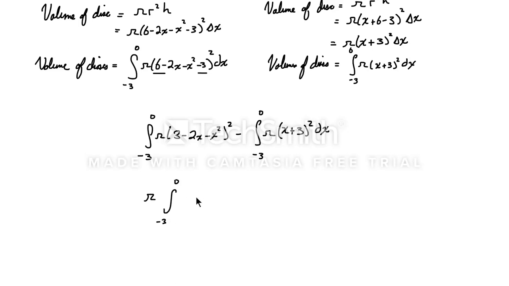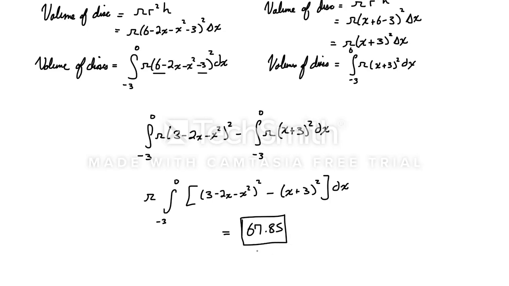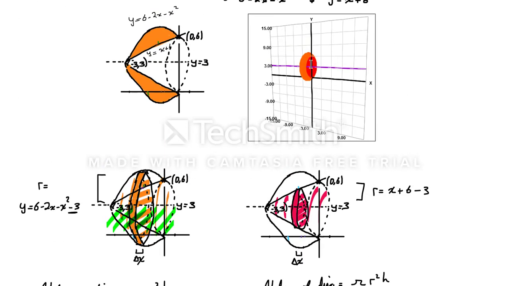It would kind of take a while, but we'll have the integral of this orange polynomial squared minus the red polynomial squared. The value of this integral, when evaluated, becomes just about 67.85. Such is the volume of this solid.